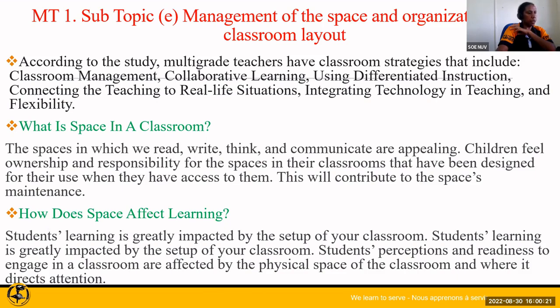Where do they want to sit? Either in the middle or on the sides of the room, whereas can they have access to other materials or resources in the classroom? Students' perception and readiness to engage in a classroom are affected by the physical space of the room and where it directs attention. So make sure that there is enough ventilation in spaces, as well as displays and resources that they can easily move around to have access to at all times.